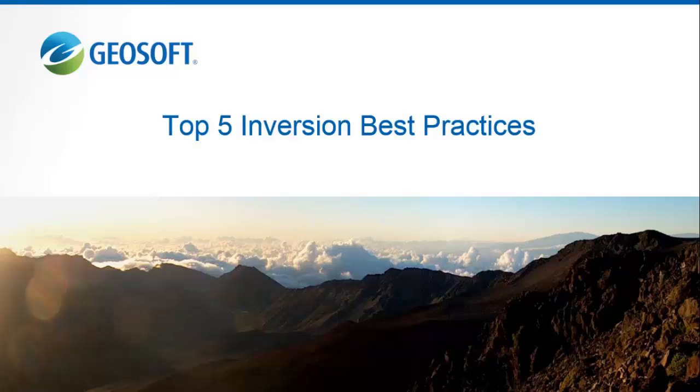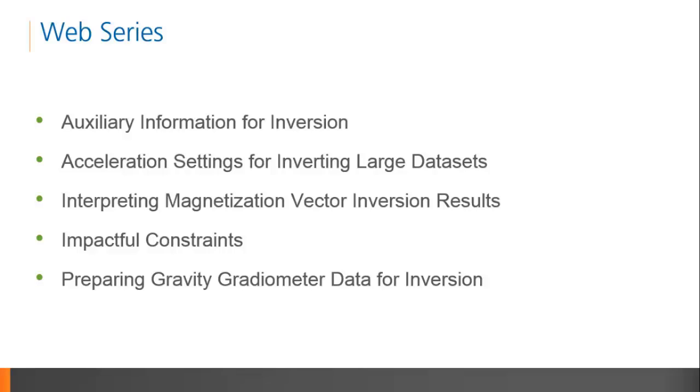Each episode of this series will focus on a particular aspect of inversion, and will highlight best practices for auxiliary information, inverting large datasets, interpreting magnetization vector inversion results, building impactful constraints, and preparing gravity gradiometer data for inversion.